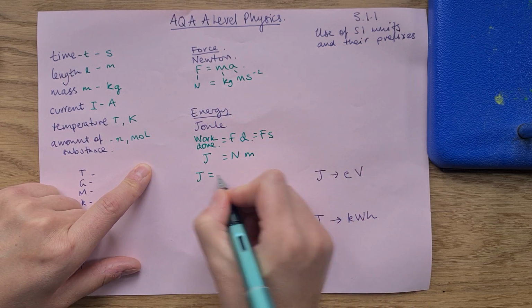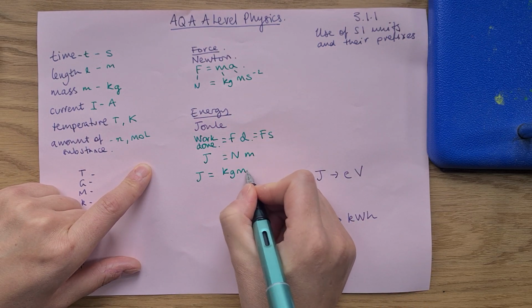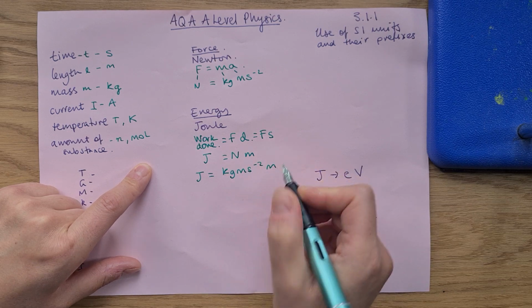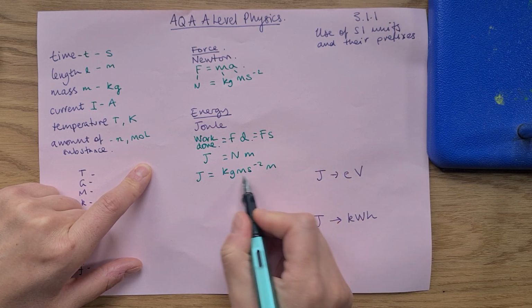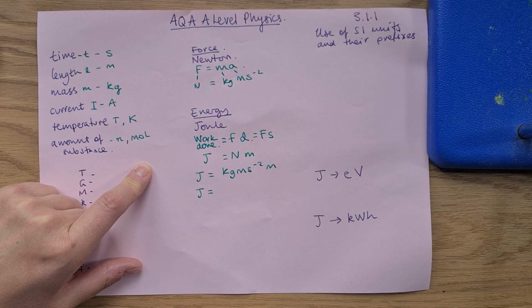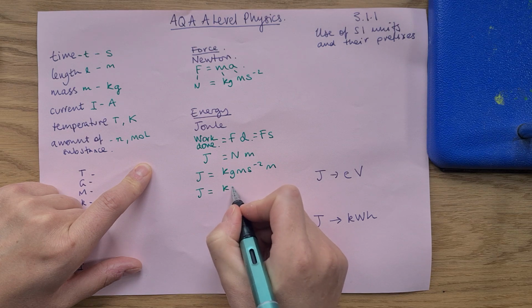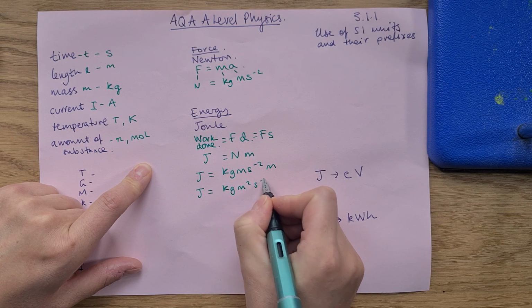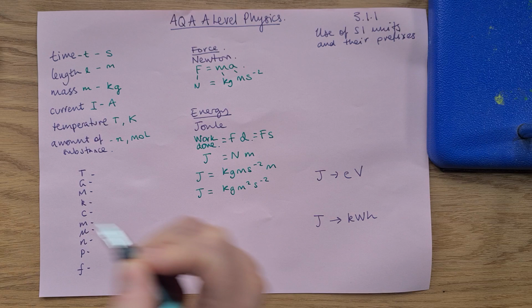And we know from where we've worked out what the newton is, that the joule is kilogram meters per second squared times meters. If I make that a bit tidier and collect the like terms, I see that in terms of fundamental base units, the joule is kilogram meters squared seconds to the minus 2.